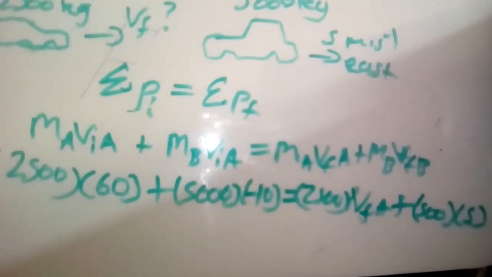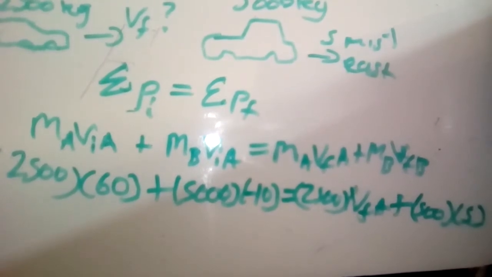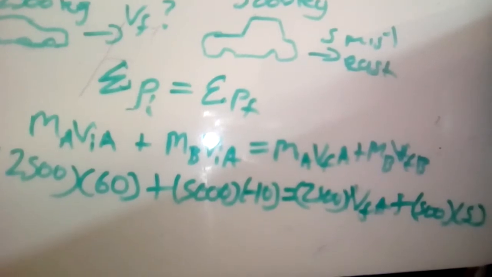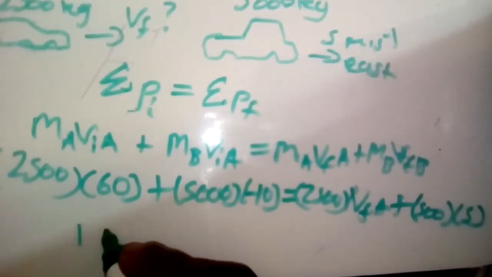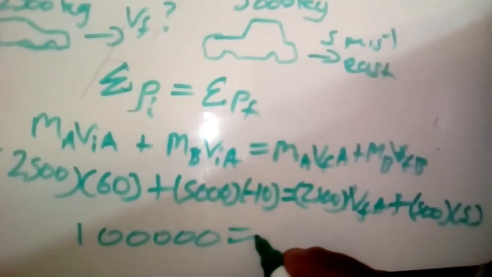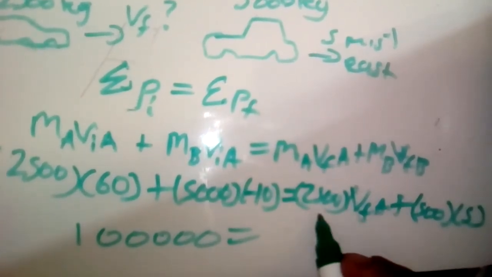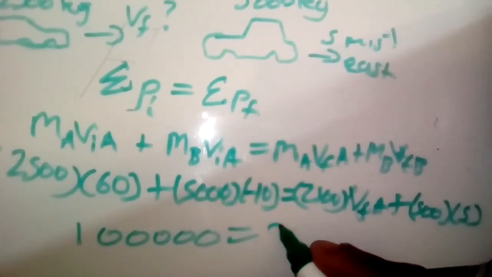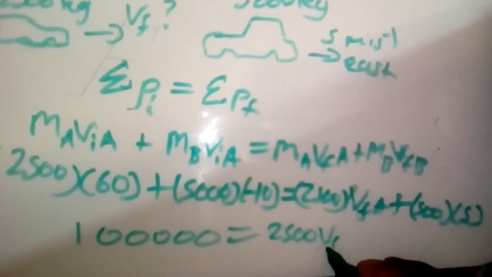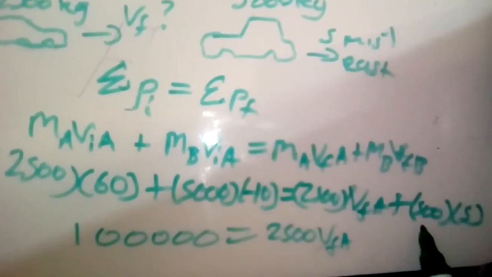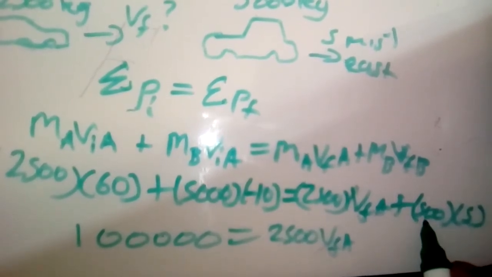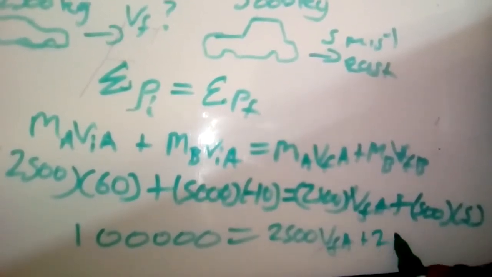So we're going to say 2.5 times 60 minus 5,000... okay, plus 5,000 times negative 10. So the answer of this is going to be 10,000, right? Not really 10,000, but it's going to be 100,000. And then now this, when you multiply it, remember it's a number times a letter, so it's just going to be 2,500 VFA, right? And then here when you multiply 500 times 5, that's going to be 2.5.